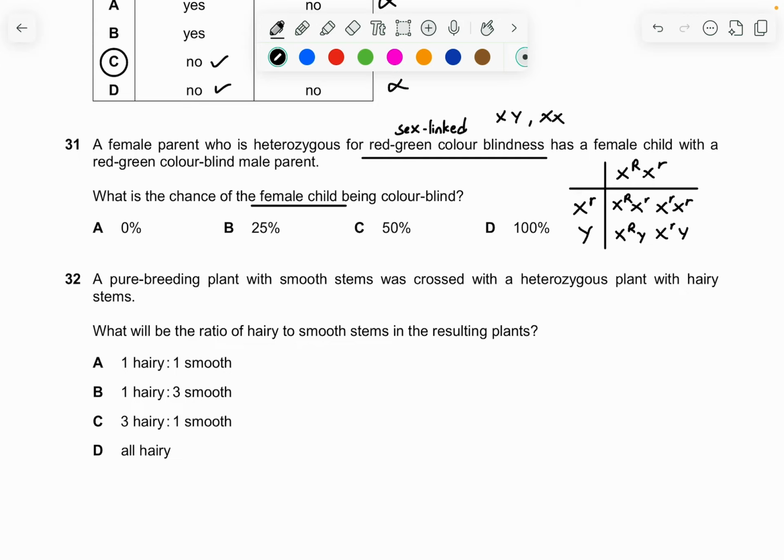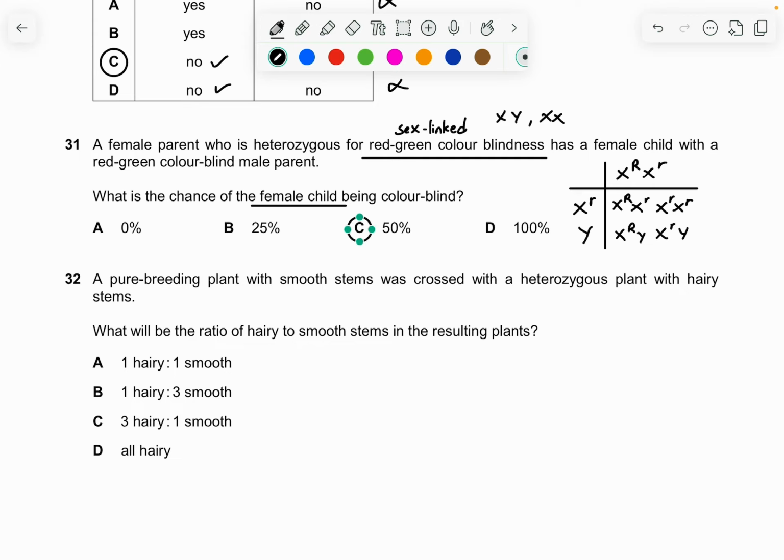Hold up, I think there is something wrong here. A female heterozygous for red-green color blindness has a female child with a red-green color blind male parent. What is the chance of the female child being colorblind? Is there something wrong here? Well, the answer is 50%, but I'm still wondering why it is 50% here.